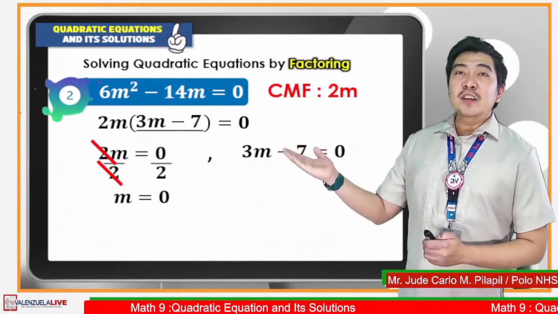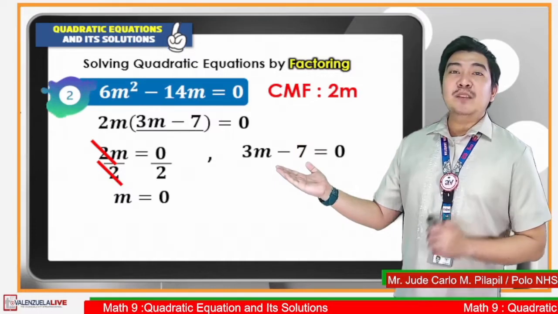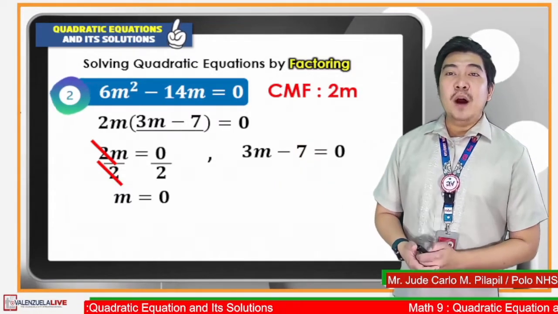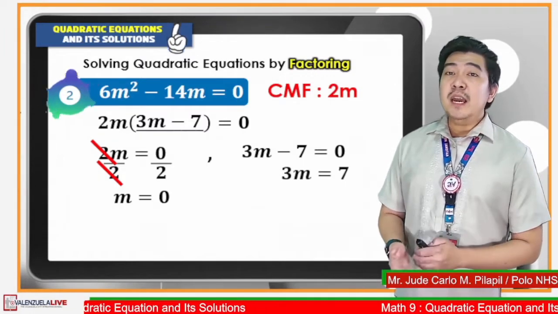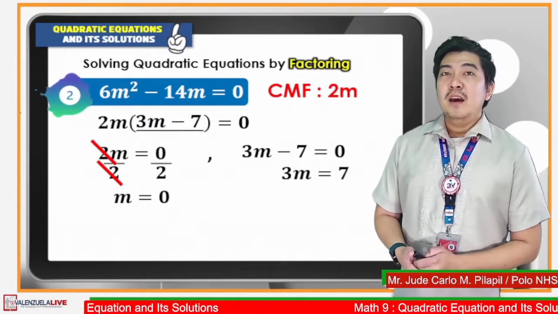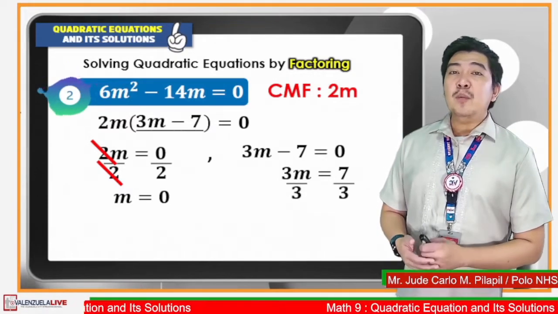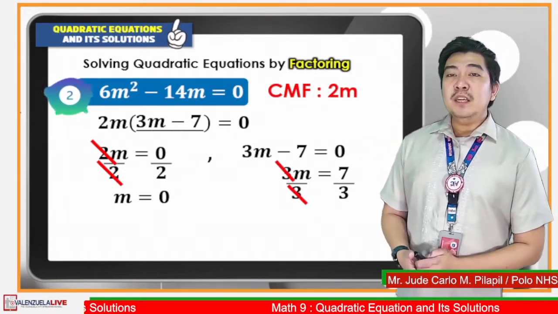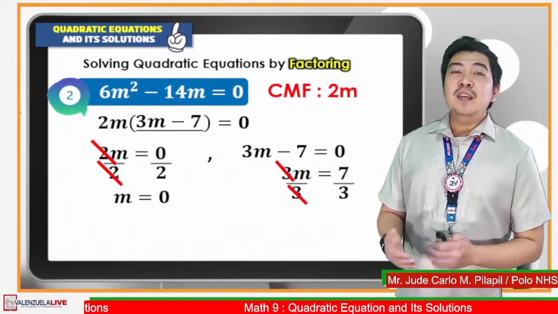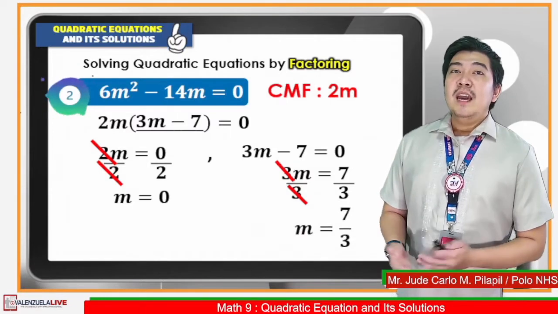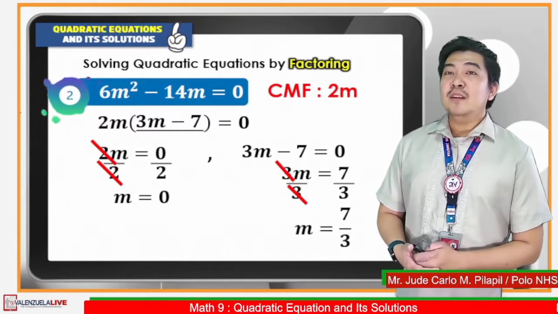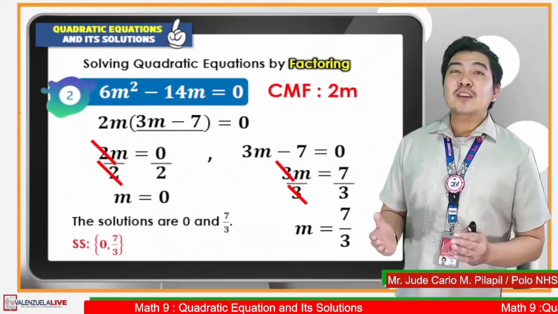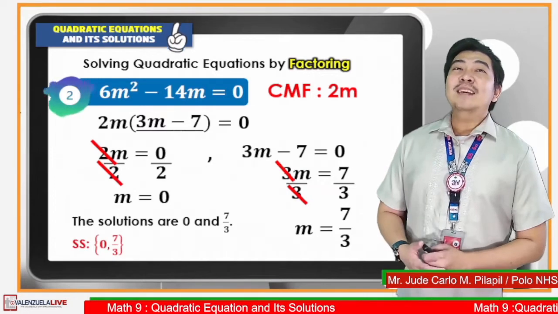Next, we consider this equation, 3m minus 7 is equal to 0. If we apply the addition property of equality, the resulting equation is 3m is equal to 7. Then, we divide both sides of the equation by 3 to get the value of m. 3m divided by 3 is m. 7 divided by 3 is 7/3. Hence, m is equal to 7/3. So the solution set of the given quadratic equation is the set containing 0 and 7/3.